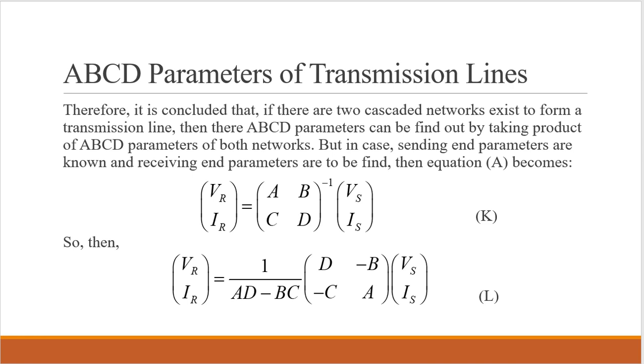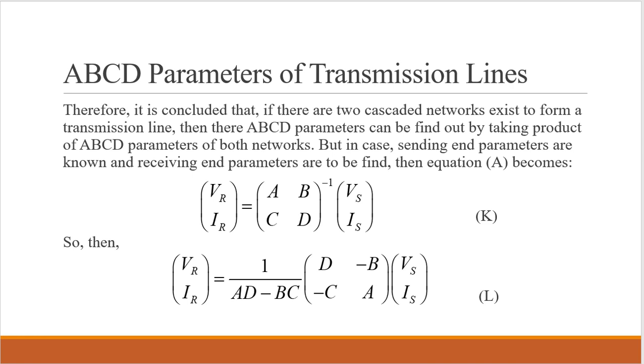Therefore it is concluded that if two cascaded networks exist to form a transmission line, then their ABCD parameters can be found by taking the product of the ABCD parameters of both networks. In the last case the receiving end parameters were known and we had to find the sending end parameters, therefore we applied the ABCD parameters. Now we consider the other case, in which we know the sending end parameters and we have to find out the receiving end parameters.